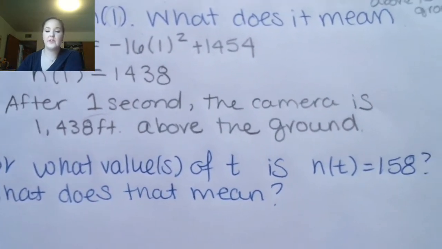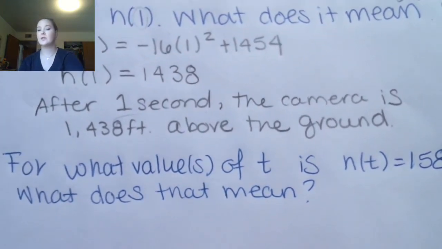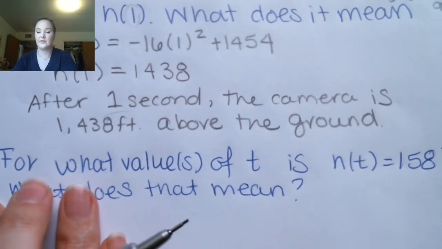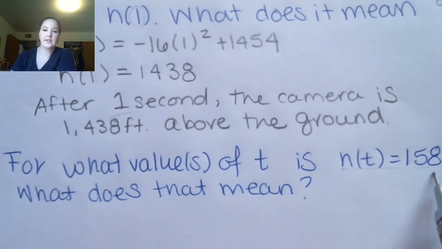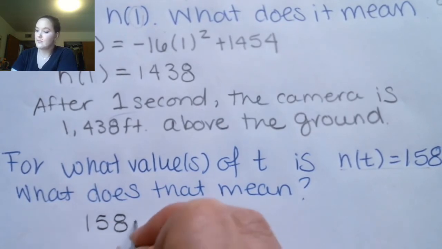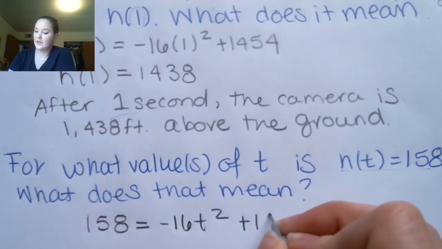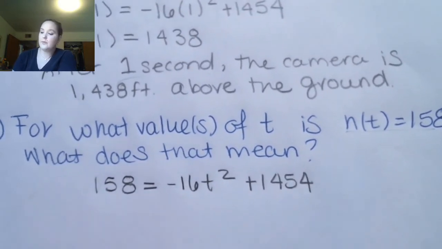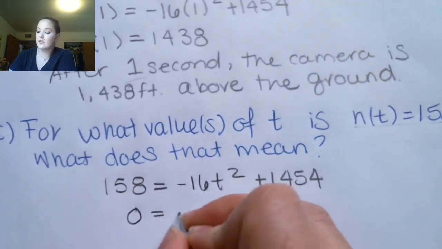For what values of t is h of t 158? What does that mean? Okay. So first we're just going to solve the part that says for what values of t is h of t 158. Just like we learned in the previous lesson, we're going to substitute 158 for the whole expression h of t. So we'll have 158 equals minus 16t squared plus 1,454. Okay, so now, because this is a squared type of equation, we're going to move everything to one side and try to solve this by factoring.